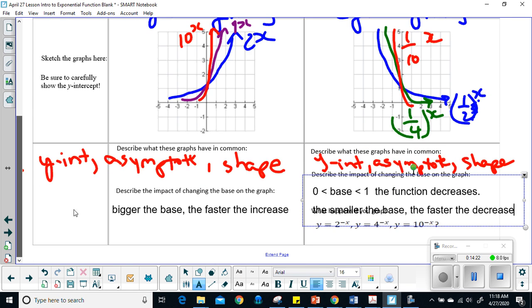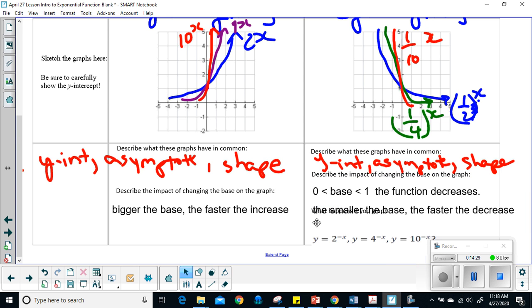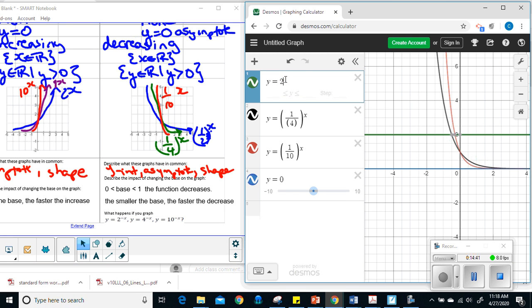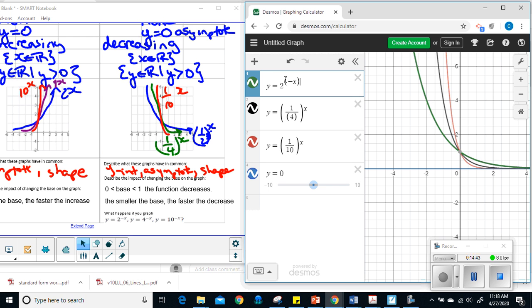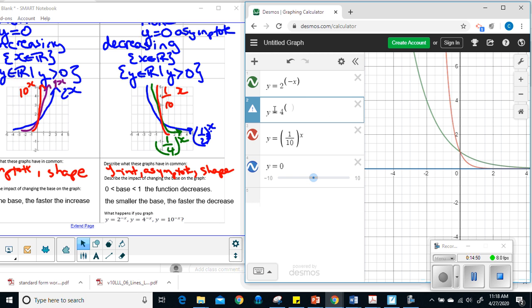Okay, and then what would happen if I typed it in as negative exponents instead of the positive exponents? Well, don't forget negative exponent just means fraction, right? So if I type in y equals 2 to the exponent negative x, it's still the same. I could type in 4 to the exponent negative x, and it's still a fraction, because that's all the negative exponent means, right? It just means fraction.